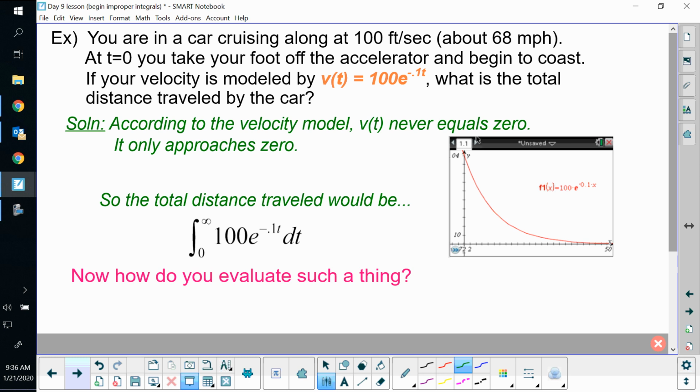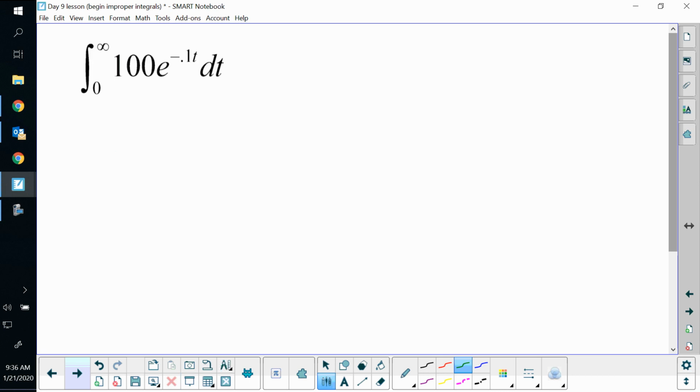So if we go to the next page, there's some more space for it. The technique that we use is we turn this into a limit. So we're going to make that infinity be a b. So we're going to have this go from 0 to b, and out front we're just going to say this is the limit as b goes to infinity. And then we'll rewrite our integral.